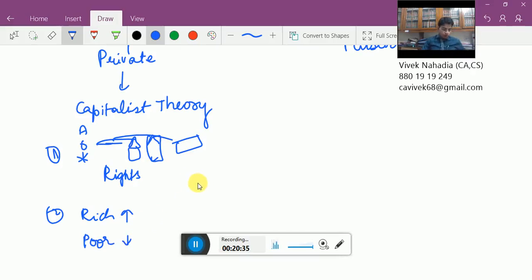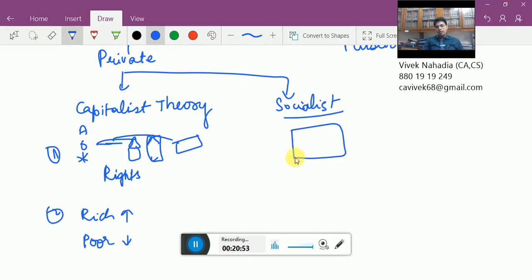Now we'll talk about the socialist theory for the private property. The socialist theory says that entire property in a state belongs to the state only. Whatever property we have, the land, the buildings, etc., all these properties belong to the state, the government. People do not have any rights over the individual properties.